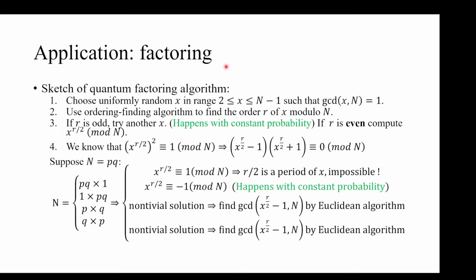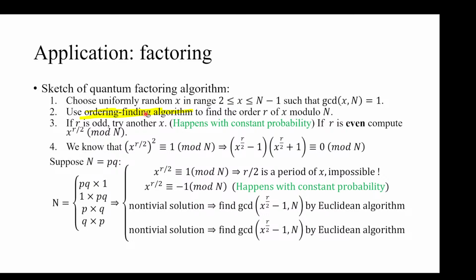So the sketch of our factoring algorithm is we choose a random x between 2 and n minus 1, and first we check that it doesn't share a factor with n, so x and n are co-prime to each other. Then you can use order finding to find the order r of x modulo n. Once again, the order finding algorithm is the only quantum part. You need a quantum algorithm to do the order finding.